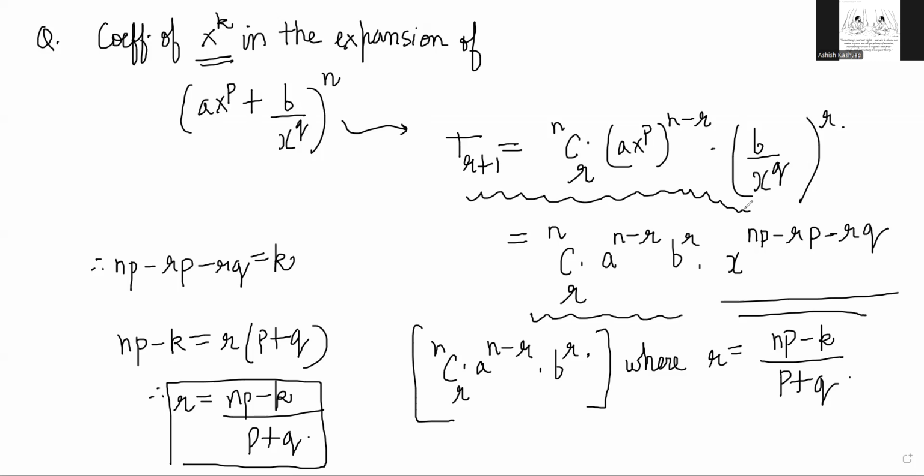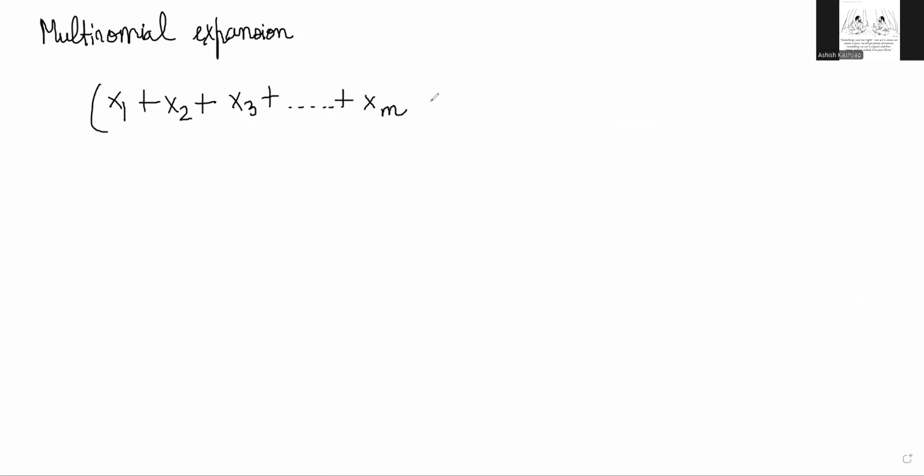Now, how do we generalize the binomial expansion? There is something called the multinomial expansion as well. Multinomial expansion, where it is not a binomial expression of two terms, it could be a multinomial expression with more than two variables. So for example, here there are m variables and we want to raise it to the power n. So how do we do the expansion of this?